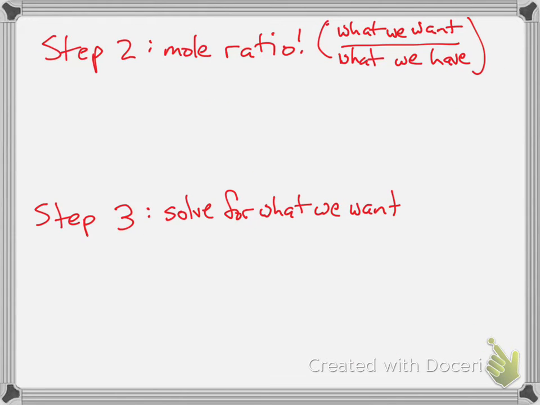Step 2 in this process is to get the mole ratio. The mole ratio is always structured as I wrote here. What we want to get will be on the top, and what we have will be on the bottom, so we can pull it out. So I'm going to carry over that 1.76 moles of ammonia from the previous slide.